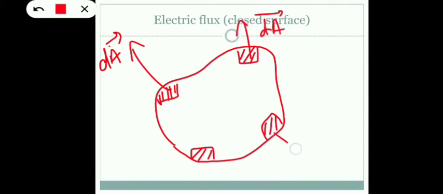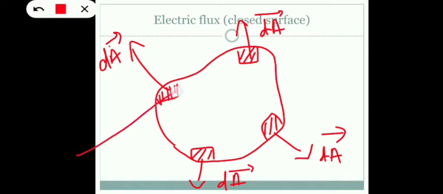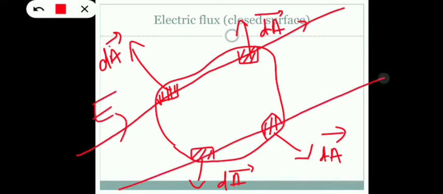Here, this will be the direction of the area vector. For this element, this will be the direction of area vector dA, and for this element this will be the direction of area vector dA. Now let this body be placed in an electric field. So electric field lines will pass through this body. Let these be the electric field lines passing through the body. For our convenience we have represented only two electric field lines.